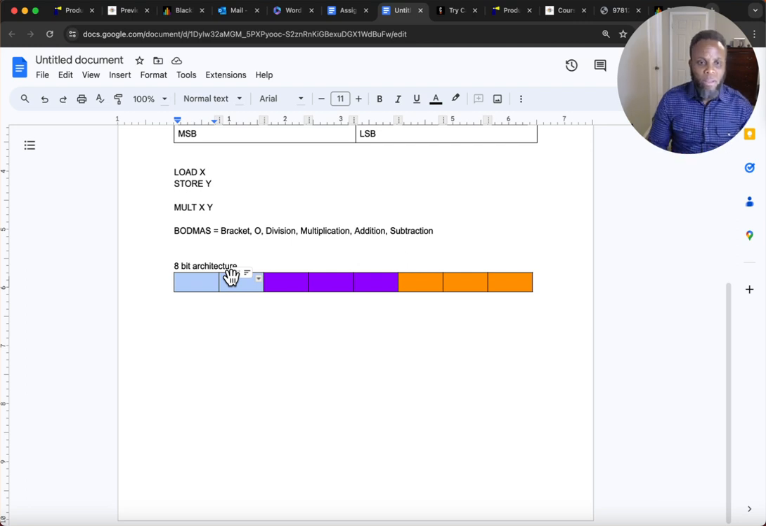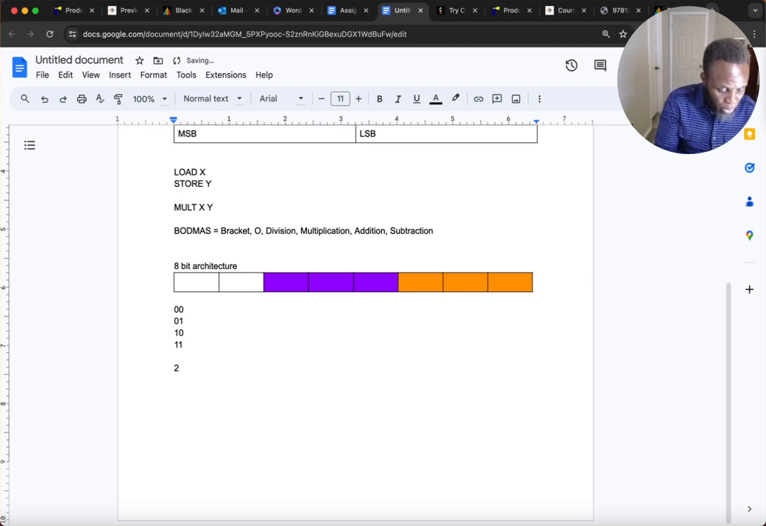So if we're going to use 2 bits to represent the opcode, how many possible instructions can you represent using 2 bits? Remember, if you have 2 bits, you can have 00, 01, 10, 11. So you have 2 raised to the power 2, which is equal to 4. You have 4 possible instructions.